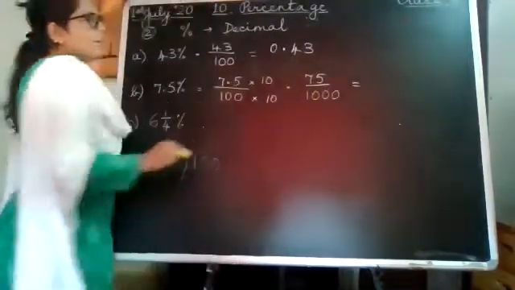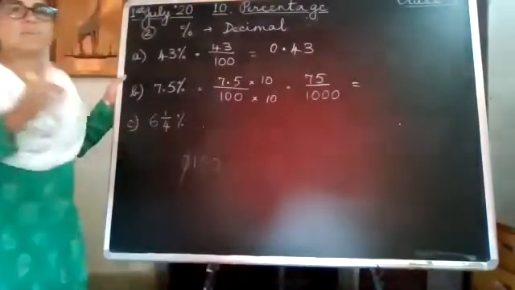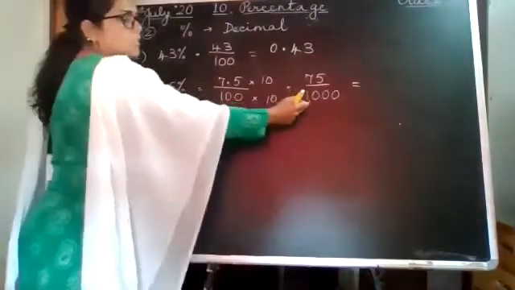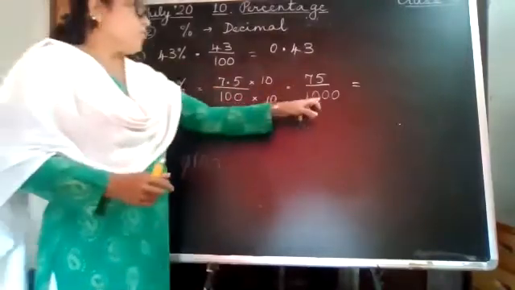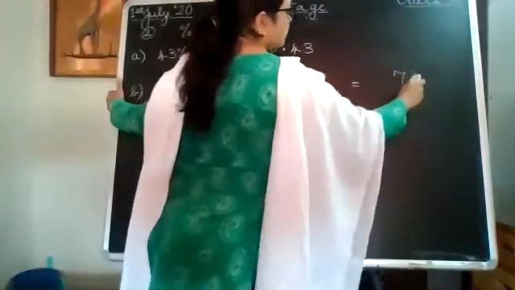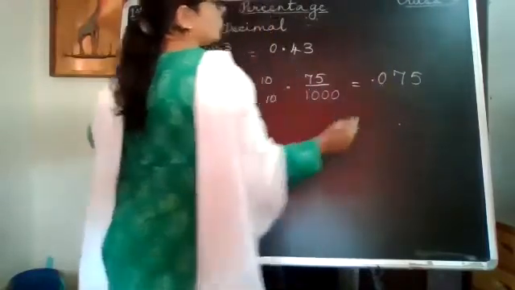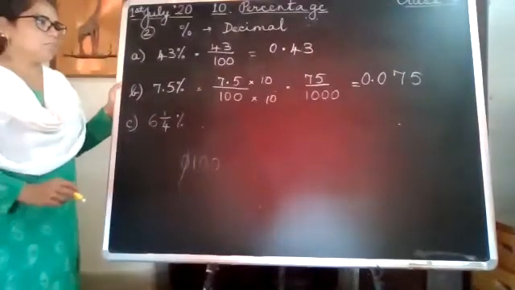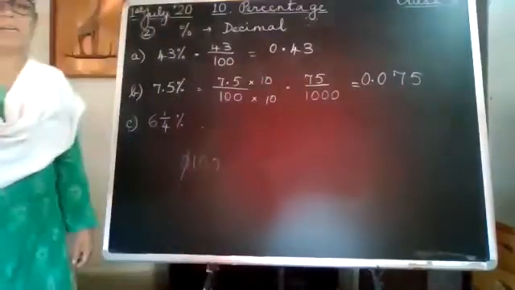Now 75 upon 1000 means after the point we want 3 decimal places, because this is 1000th part. So we want after the point 3 places, but we have only 2. So will I put the 0 here? No. I'll put the 0 here and put the point. No whole number, you put a 0. That is how 7.5% is written as a decimal number.